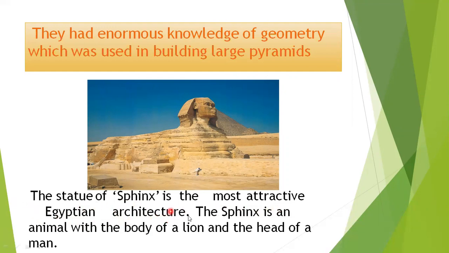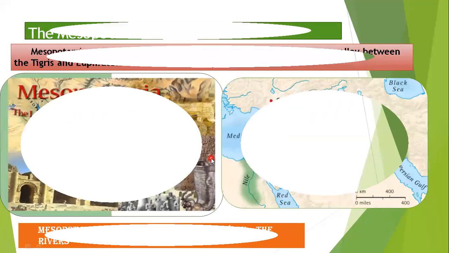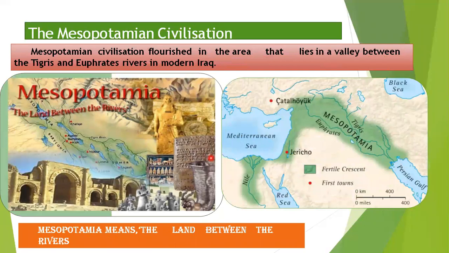The statue of the Sphinx is the most attractive Egyptian architecture. The Sphinx is an animal. See, children, this is known as a Sphinx. Sphinx is a name. The body is of an animal, and the head is of a man. Who constructed this one? This is Khufu. Khufu built that. So next we have to move on to the Mesopotamian civilization.